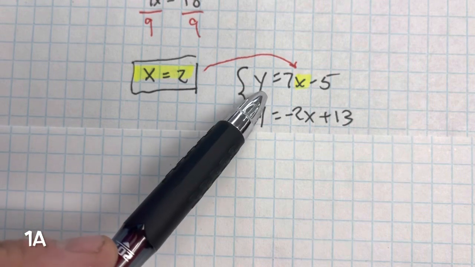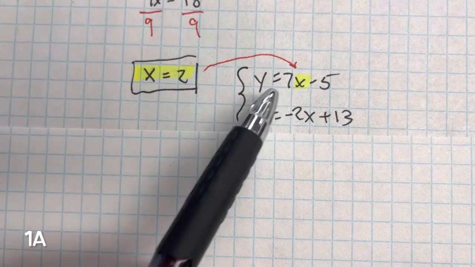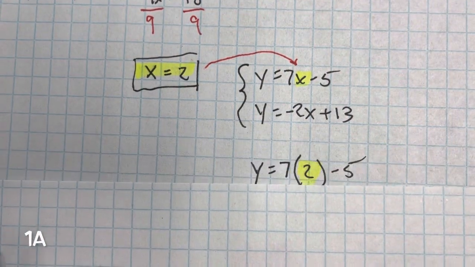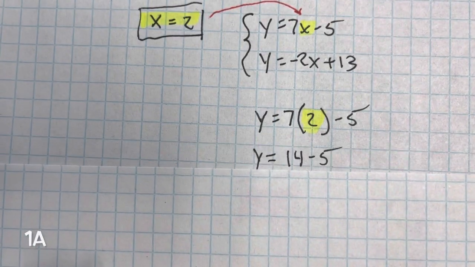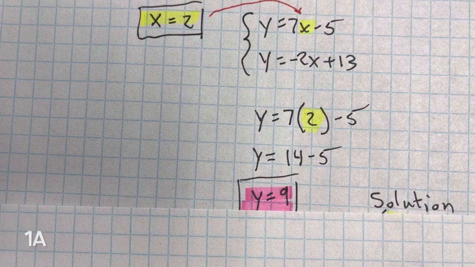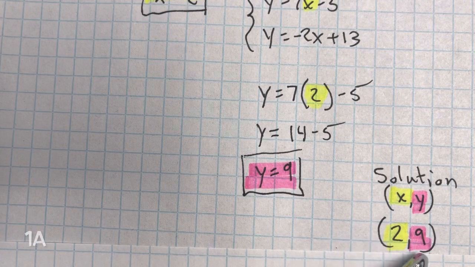And so I'm going to go ahead and plug it into the top equation. And so we have 7 multiplied by x equals 2. So now we have 7 multiplied by 2, which equals 14. 14 minus 5 equals 9. So the solution to our system is 2, 9.